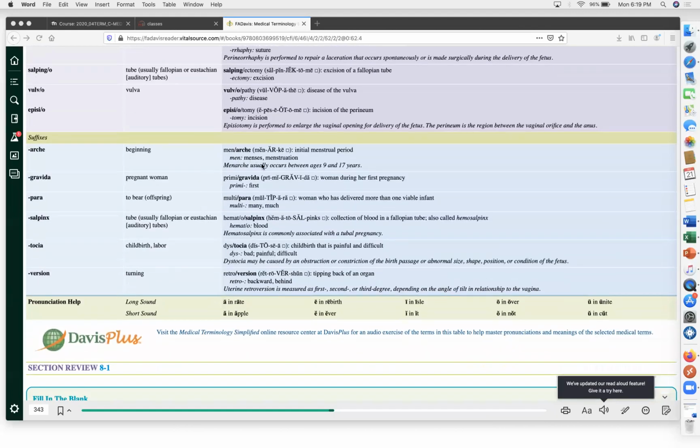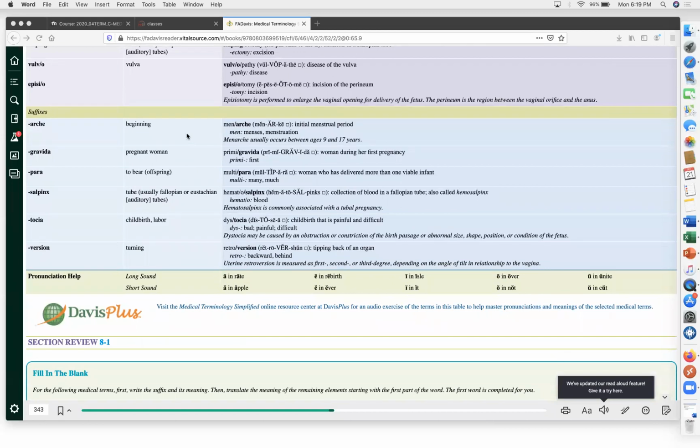Menarche, of course, is your initial menstrual period. And the exact opposite of menarche would be your menopause. And at times it's not an exact date, it might be a range of dates.